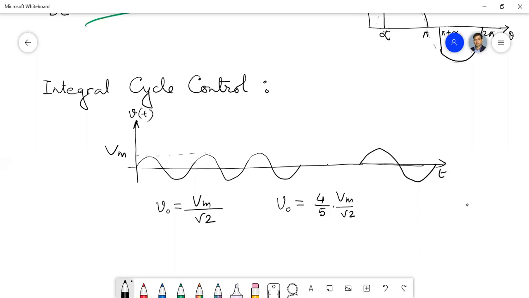Here we have selected a period of 5 cycles, but we can take any interval. Like if we take 25 cycles, out of that 3 cycles I am making off, so it will be 3 by 25. Okay, so this is how we can control the output voltage.